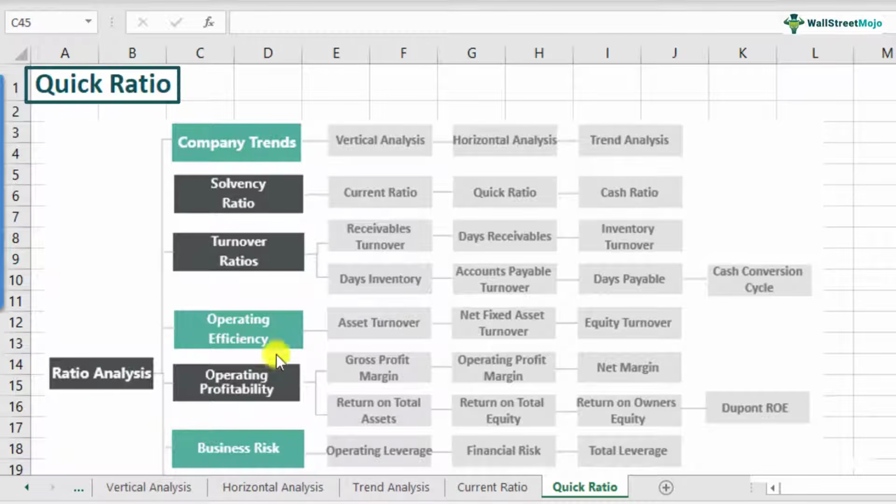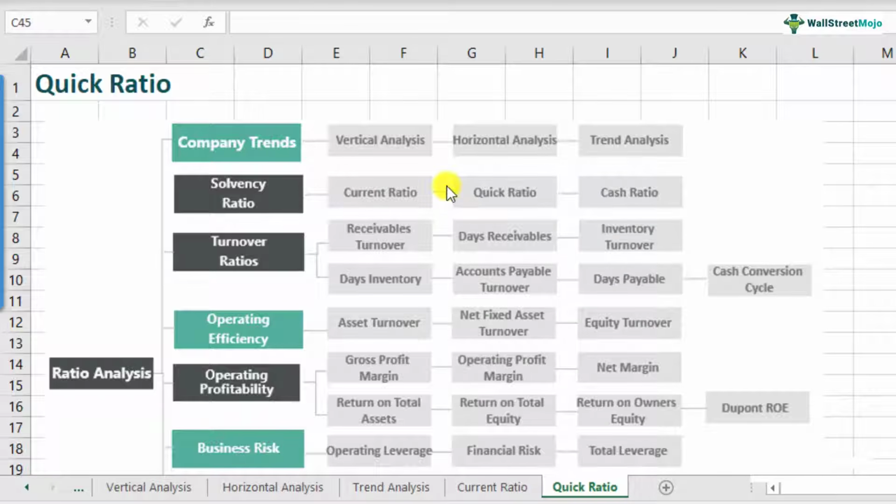What is a quick ratio? Quick ratio is actually a part of the ratio analysis framework, and it comes under the solvency ratio. Solvency ratio is again divided into 3 parts: current ratio, quick ratio, and cash ratio. In our last video, we did discuss the current ratio in much more detail. What exactly is the formula and what are the certain limitations. Quick ratio actually addresses the limitations of current ratio, and we'll discuss all of that in more detail.